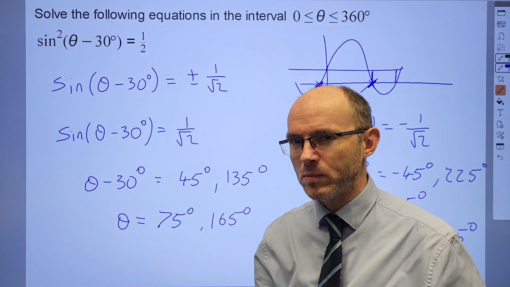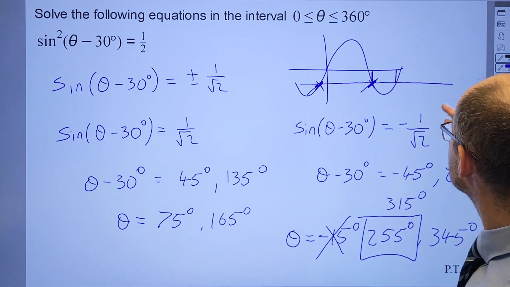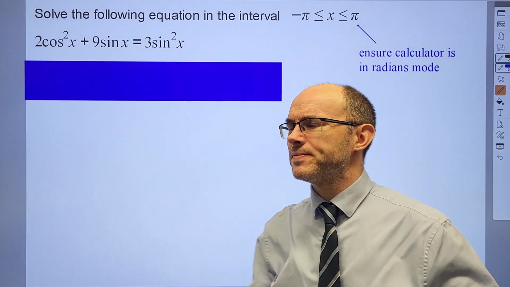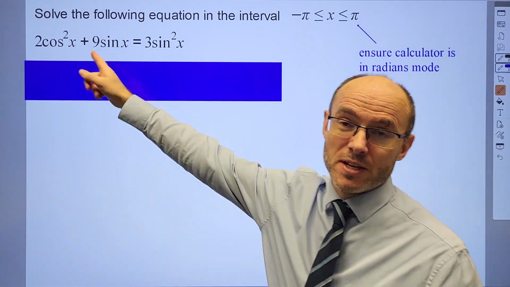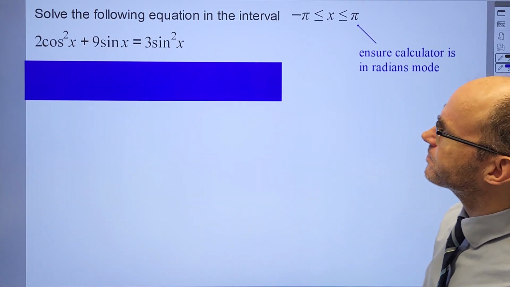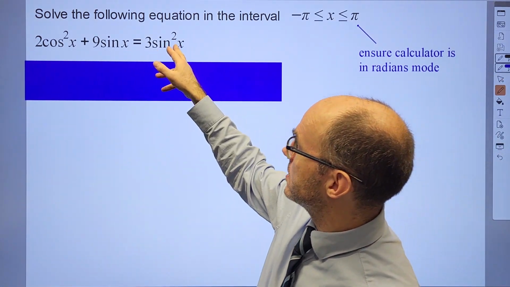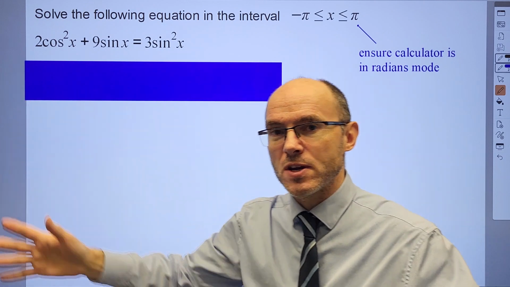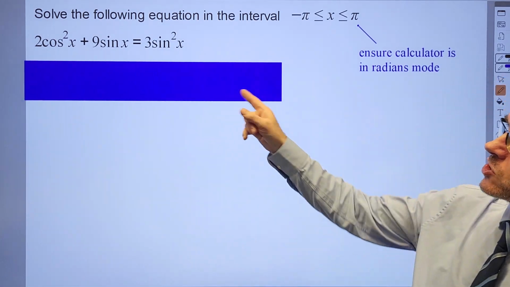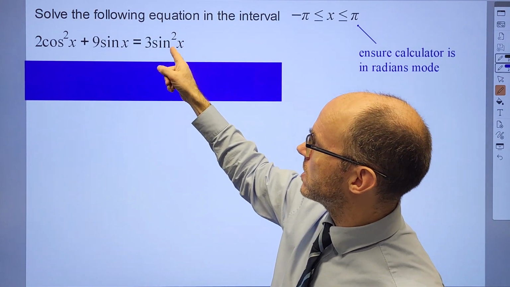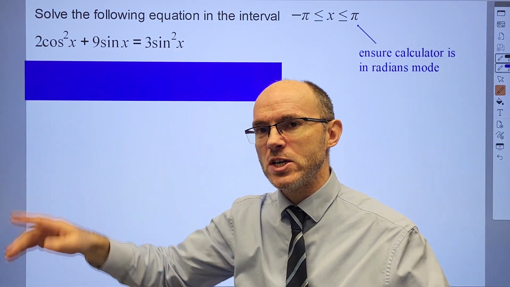Okay, one more? Yeah, one more. One of my favourites. I love these. Okay, it's a mixture, isn't it? It's a mixture of sines and cosines. Thing is, it's still a quadratic, so look out for the square terms and the non-square terms, any constants you have there. The thing that makes this challenging is they're not all the same trigonometric functions. So sine, cosine. You've got to change one of them.